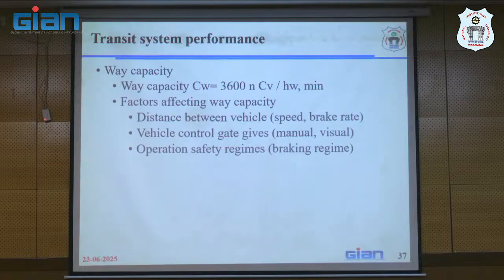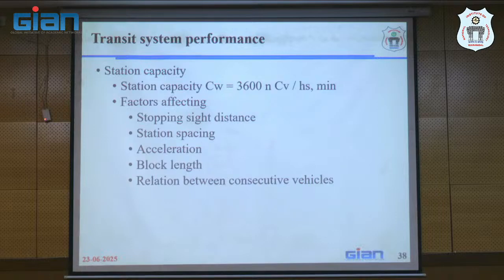But if you want to go with the slow moving lane, it may be stopping almost 12 to 14 times, I guess, in the Mumbai suburban line. So the vehicle control gateway, that is the manual or visual operations and operation safety regimes, like the braking regime. This braking regime also determines the number of jerks that can happen with respect to the different categories of vehicle when you're looking at mass transit systems.